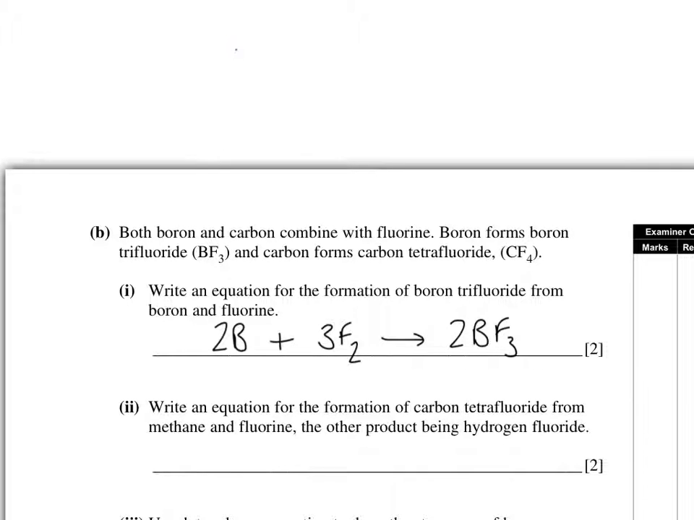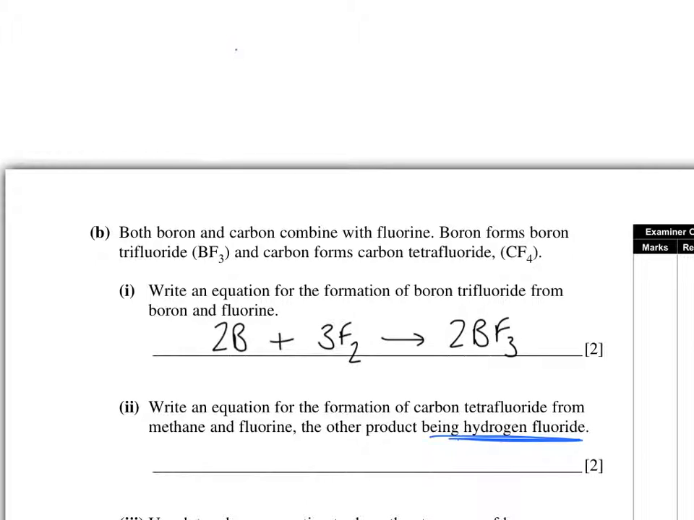Now we have to write another equation, again worth another 2 marks. So now it's the formation of carbon tetrafluoride from methane and fluorine. But there's an added sentence in here which tells us that the other product is hydrogen fluoride. But again, we're just writing an equation based on the information given in the question. So write an equation for the formation of carbon tetrafluoride from methane and fluorine.